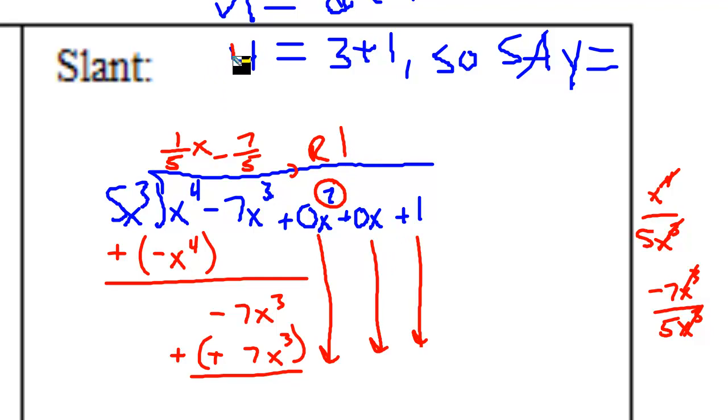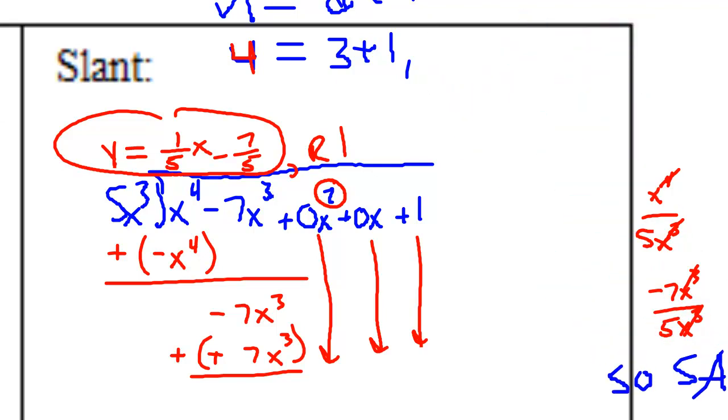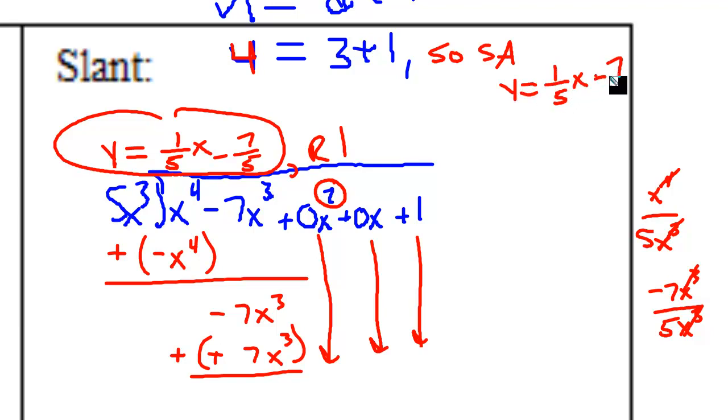So the slant asymptote is y equals however many times it goes into this evenly, which is 1/5 x minus 7/5. Let me write this a little bit nicer. So the slant asymptote is y equals 1/5 x minus 7/5. This is just a linear equation. It has a y-intercept of negative 7/5, a little bit more than negative 1. It has a slope of 1/5, up 1, to the right 5.